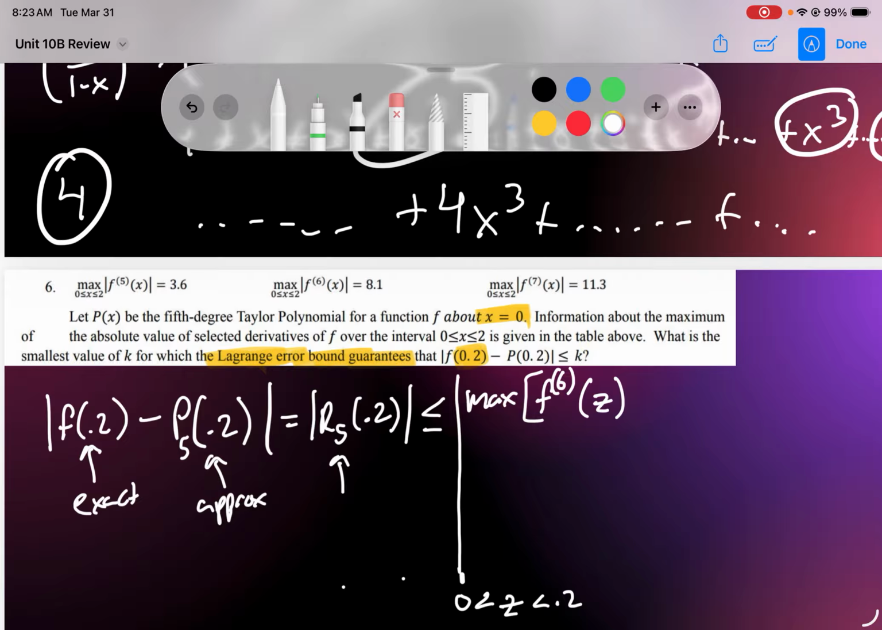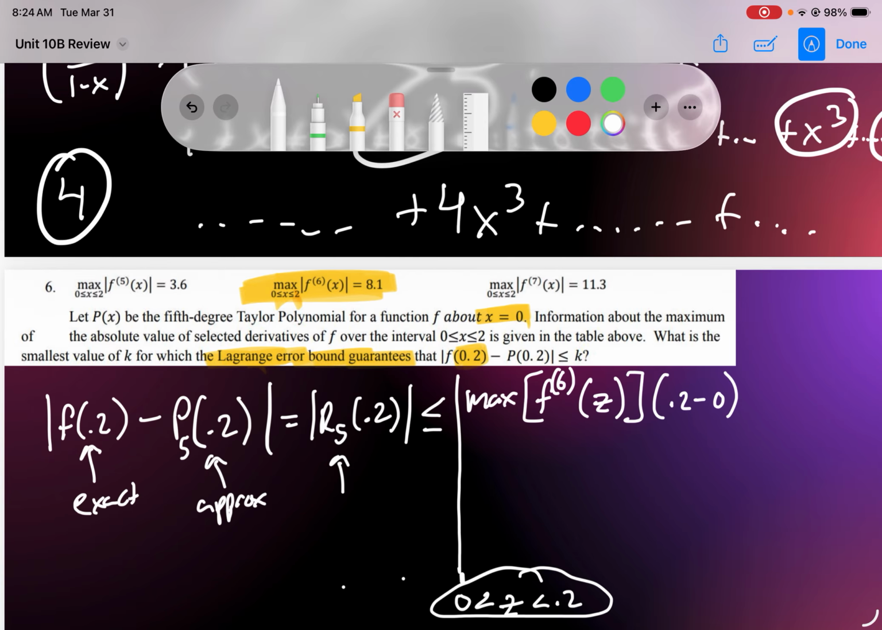Okay, our maximum values they gave us are even bigger than that, so we're going to be good. The biggest value from 0 to 2 is 8.1, so the biggest value, if I want to say the absolute biggest from 0 to 0.2, it might be 8.1. I wish this would have been a 3, so you can kind of tell it's not a mistake. When you write out the Lagrange error bound and you write z here, just specify that z is in between your center and the number you're approximating. That would be x minus c, so 0.2 minus 0 to the power of 6 all over 6 factorial.